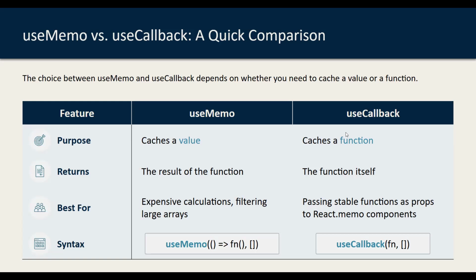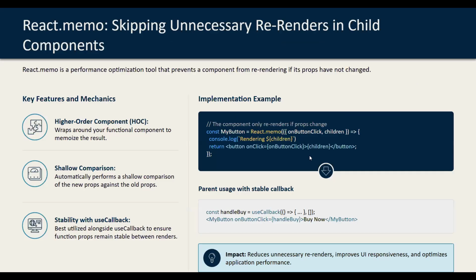So the rule of thumb I like to use to differentiate between these two hooks is that useMemo is for the output of doing something, and useCallback is for the thing that does it. And this leads us directly into React.memo.